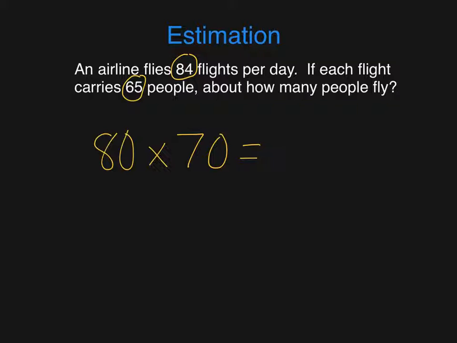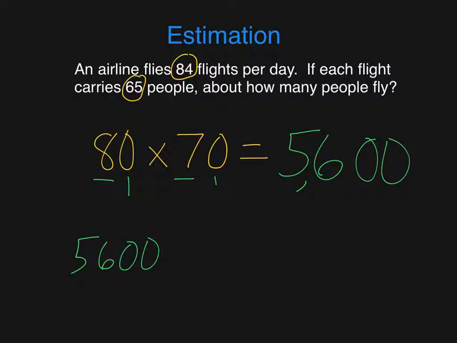So then our last step is, we do 8 times 7, which is 56. Then we count our zeros. We have 1, 2 zeros. We add our zeros to the end. And our numerical answer is 5,600. And then since it's a word problem, you must always have a label, people. And that is the 5,600 people per day that fly.